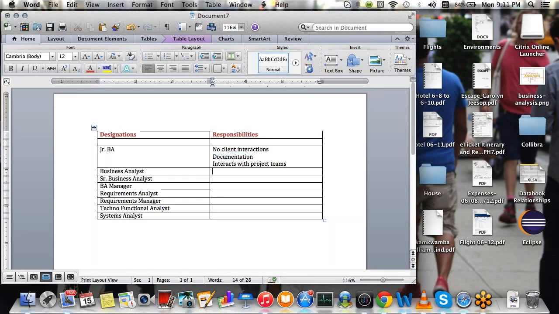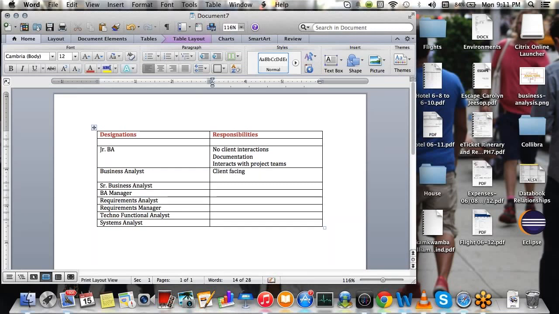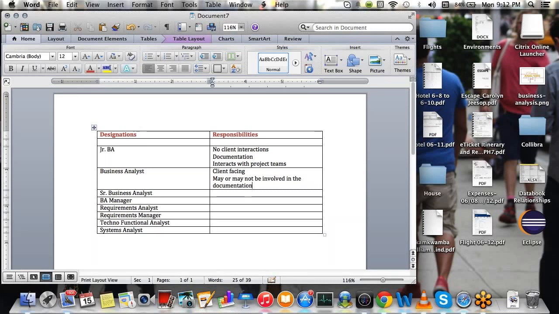And then we have someone called BA. So BAs, yes, they will be in the client-facing role. At the same time, they may or may not be involved in the documentation. Which means if a junior business analyst is handling the documentation part, they'll oversee the junior BA's tasks, right?